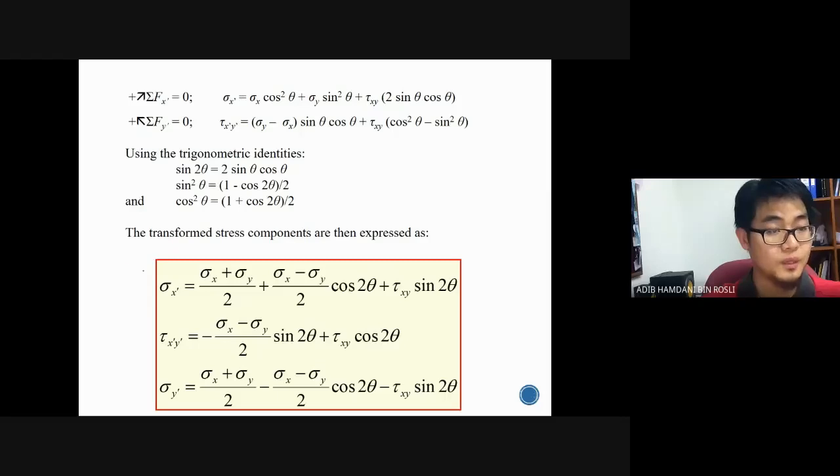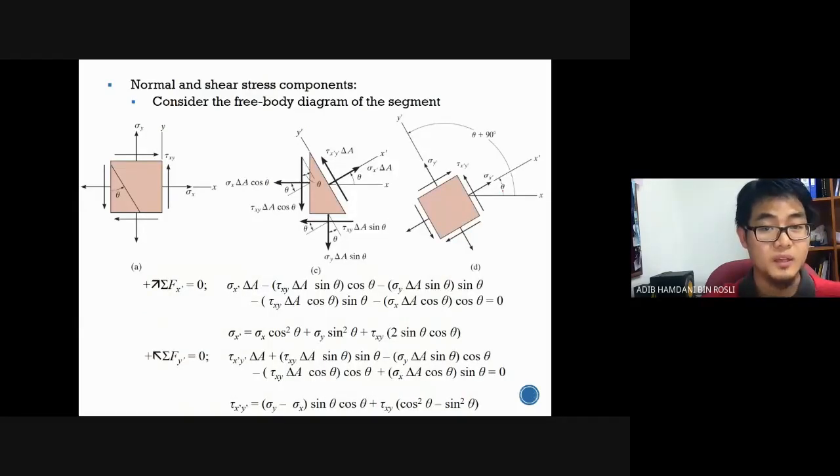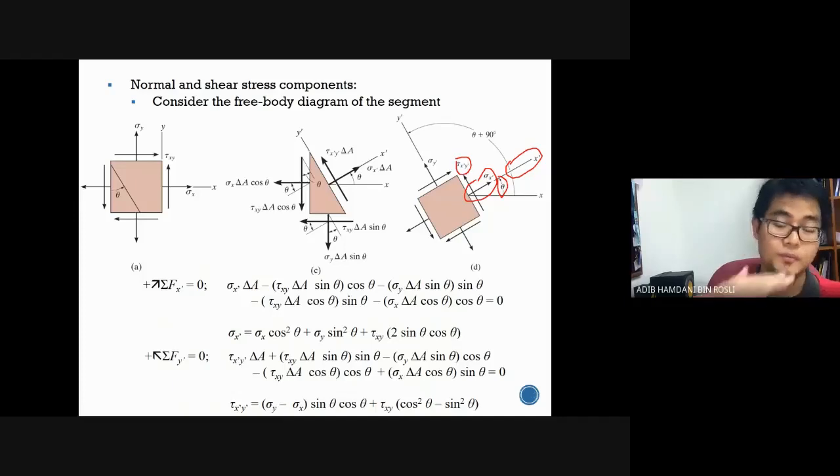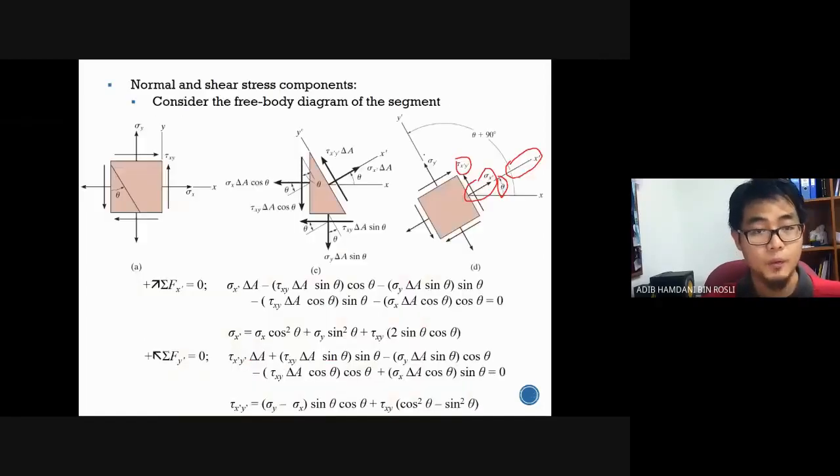Then you solve this, and you will come out with these two things: sigma x prime and tau x prime y prime. What are they? They are basically this. Sorry. When your element has been tilted by theta clockwise from the original x, you get sigma x prime and tau x prime y prime. What is this sigma y prime? This is for the other face, which is here.